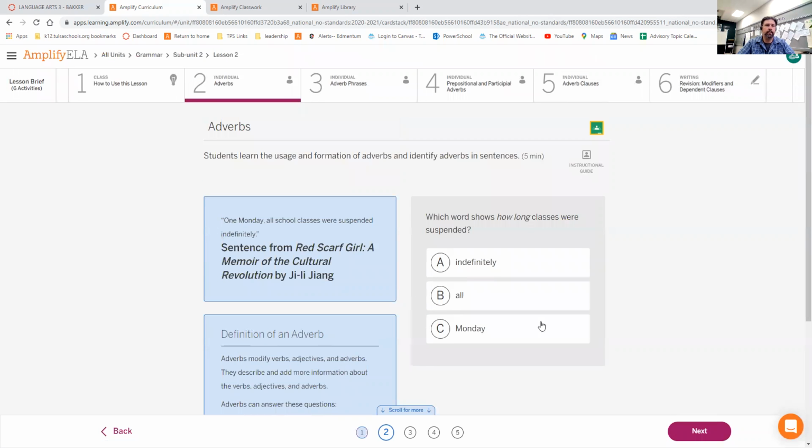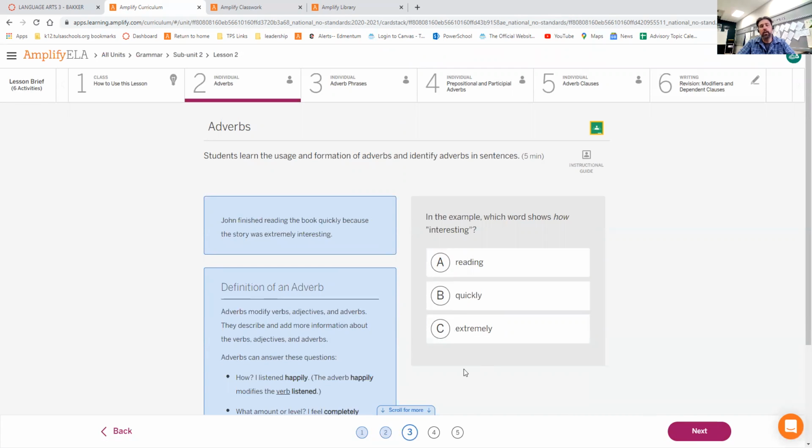Hit save and continue. One Monday, all school classes were suspended indefinitely. Which word describes how long the classes were suspended? So here's the word suspended. And so how long did it take place? It says right here indefinitely. It doesn't say on Monday. That's just when it took place. How long was it going to go is indefinitely. A is your correct answer.